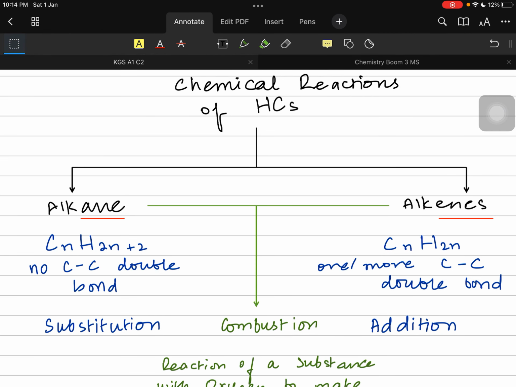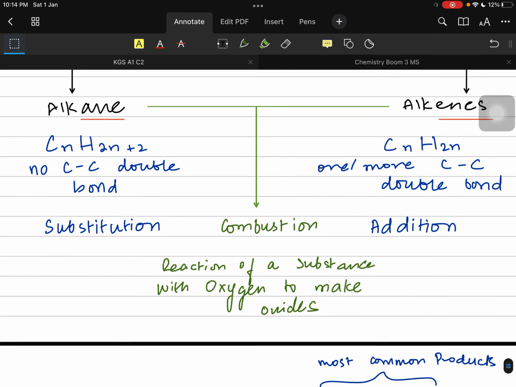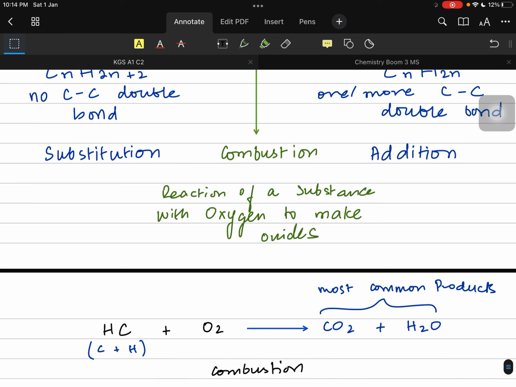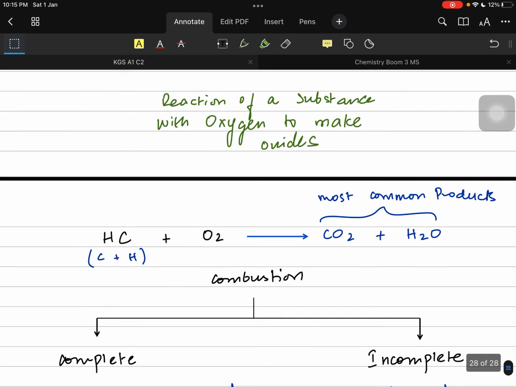Hey guys, so in the previous video we were talking about the chemical reaction of the hydrocarbons. We know that alkanes and alkenes are not exactly the same chemically, because alkanes have no carbon-carbon double bond, while alkenes have one or more carbon-to-carbon double bonds. But combustion was one thing that is common in both hydrocarbon series, and combustion is essentially the reaction of a substance with oxygen in the air to give oxides. Now all the elements within a substance, when they are combusting, give oxides while reacting with oxygen atoms.